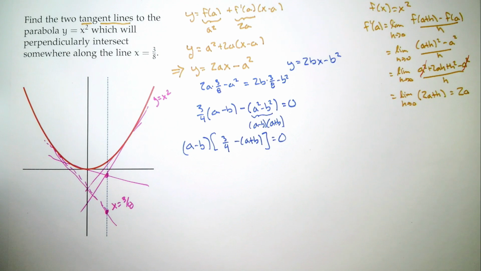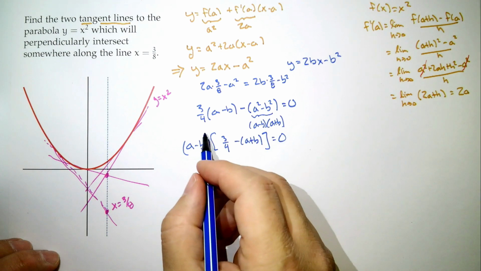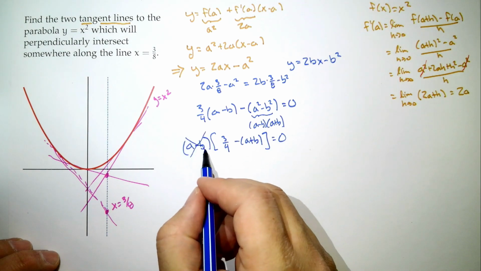Are we interested in that scenario? No, we're not interested in that case. Why aren't we interested in the case when a equals b? Because they're not different lines. It's the same line. See, we want to find two different lines. So here we can say, look, it's not the case that a equals b.